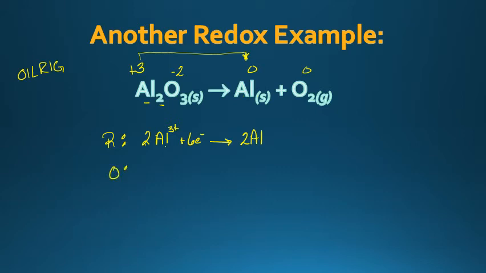Let's do the oxidation half. This says 3 oxygen ions because I have an ionic compound. So 3 oxygen ions. Oops, I put that 2 in the wrong place. It's a good thing I have an eraser. There we go. We'll try that again. All right, ions. And here I have 2 oxygen in the compound.